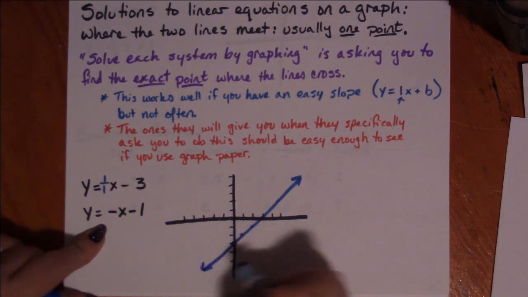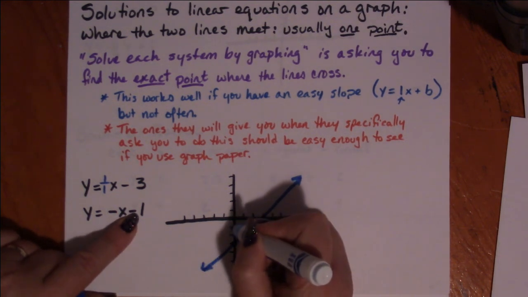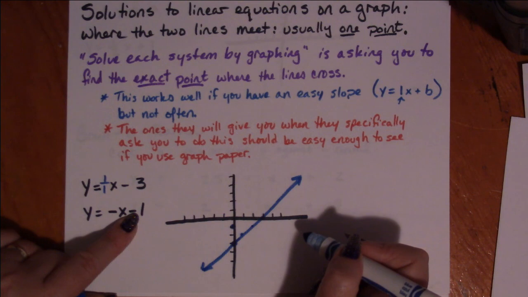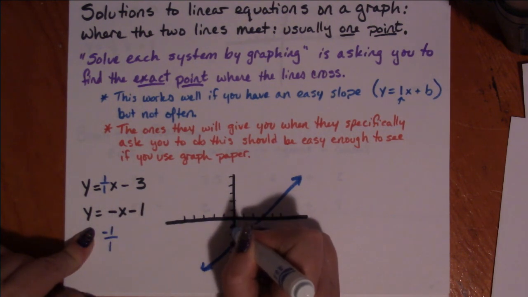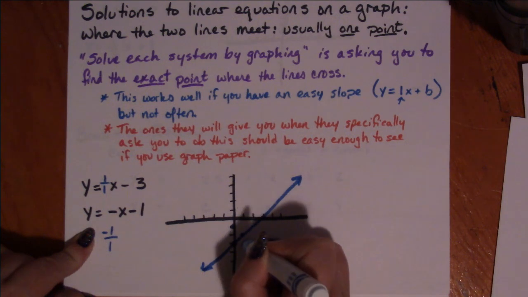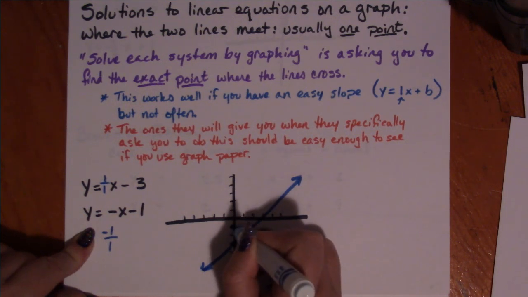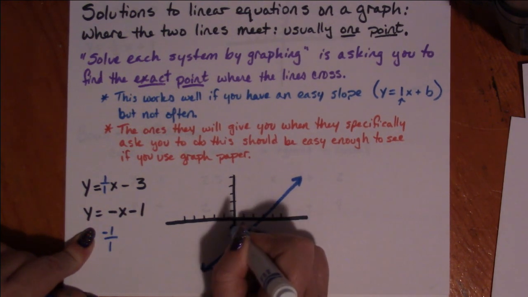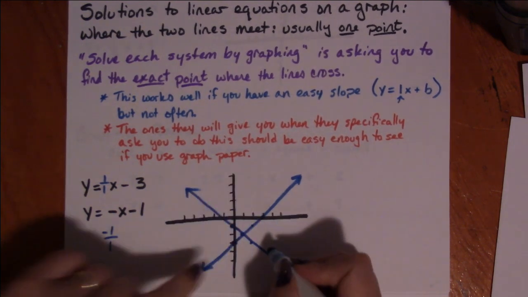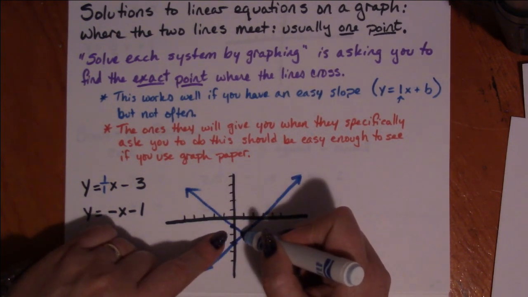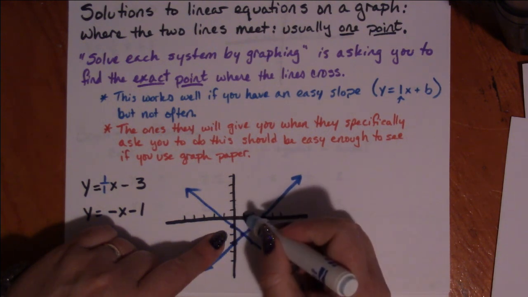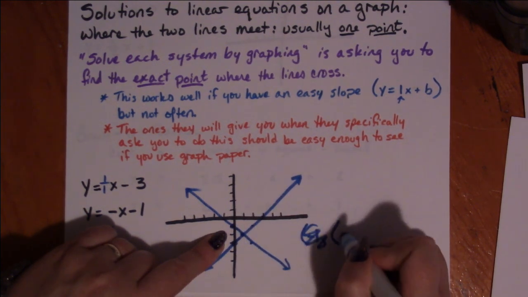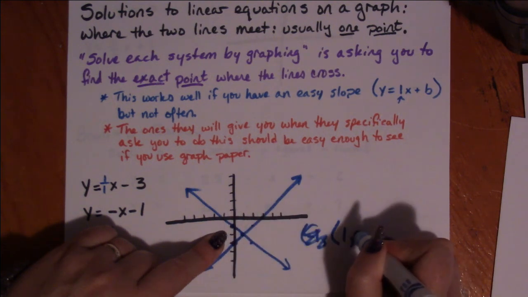My second line starts at negative 1 on the y-axis, and it's going to go negative 1 over 1. It's going to go down 1 and over 1, down 1 and over 1, and that point is here. And so here it's easy enough to see that where these two lines cross is at 1 comma negative 2.